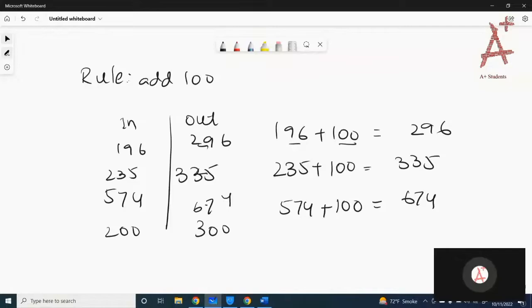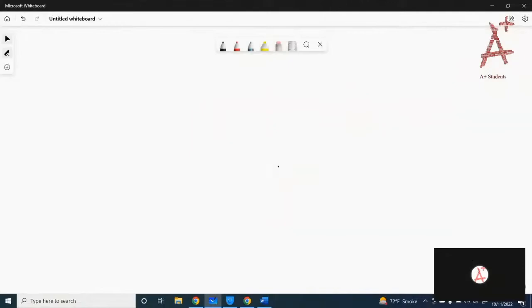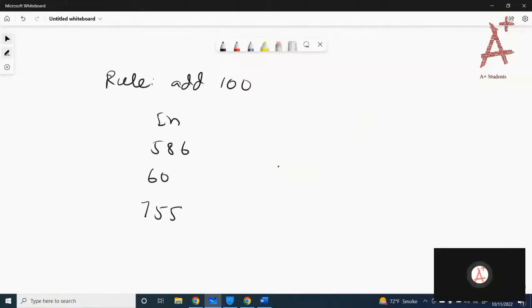Okay, the next one is, again, the rule is same. You have to add 100. Okay, the input values are 586, 60, 755, and 518. And the output values are, you have to add 100 to each input value to find its output value.